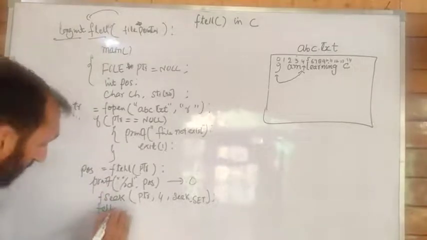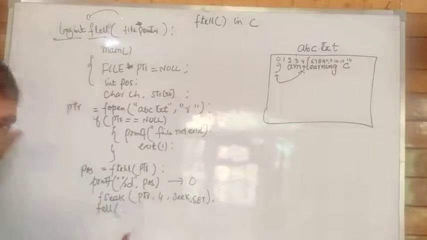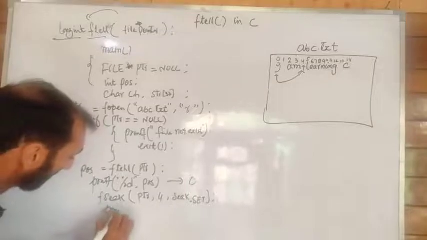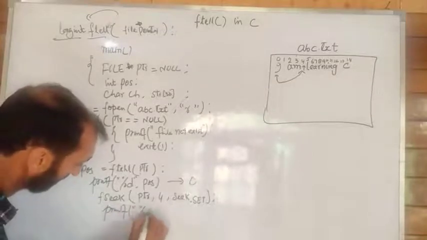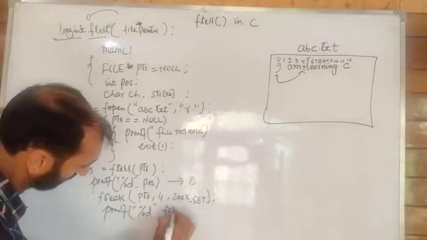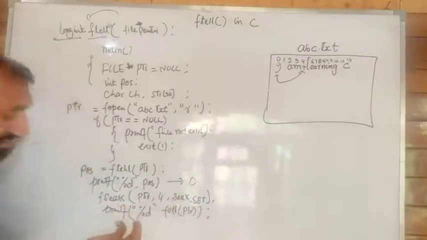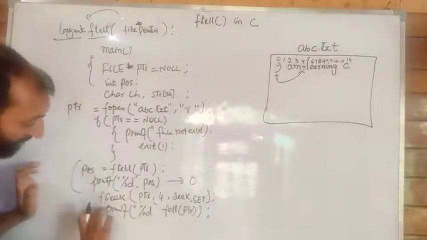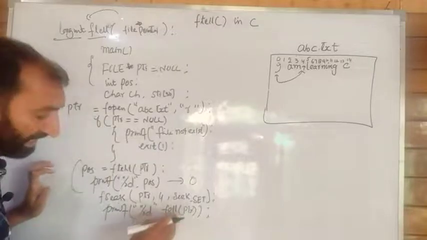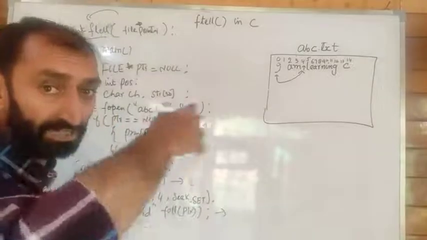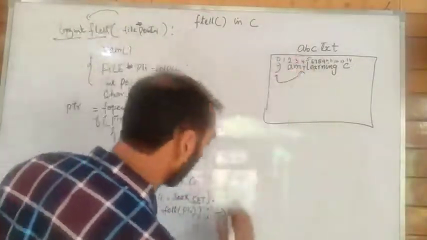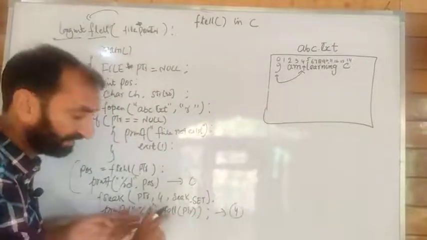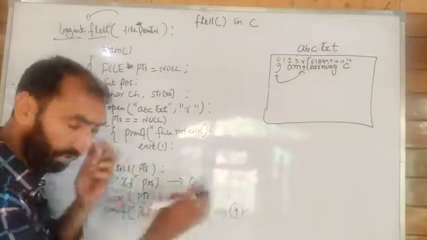We know ftell is a function. We can simply write printf %d, ftell, ptr, and that is it. Instead of writing position equal to ftell and then printf, these two instructions, we can simply write printf %d ftell ptr. It will return the current position of the file pointer. Here it is 4. That means after execution of this line, the result would be 4.